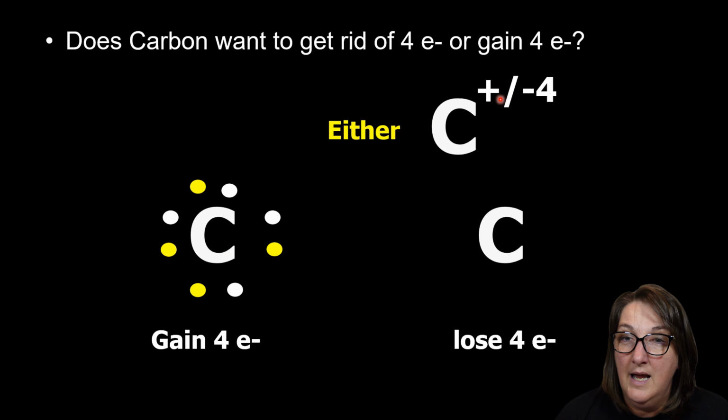Carbon can either gain or lose electrons based on whichever situation it's in. So I could write it out like this. Now, once I put it in a formula and I'm either gaining or losing, I have to say for sure what that carbon is doing at that time.